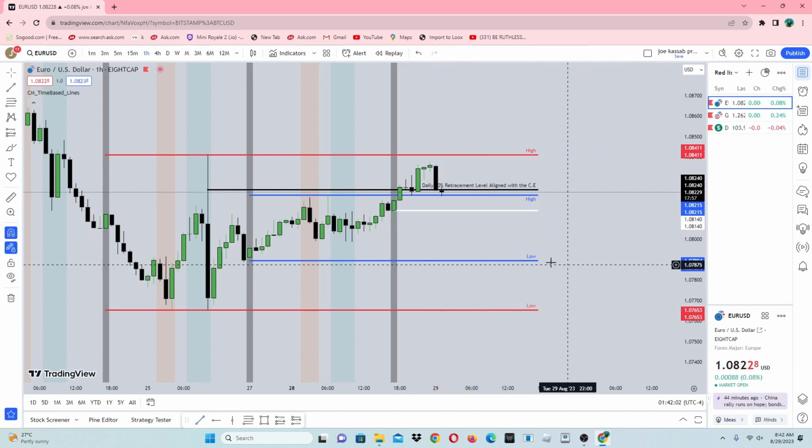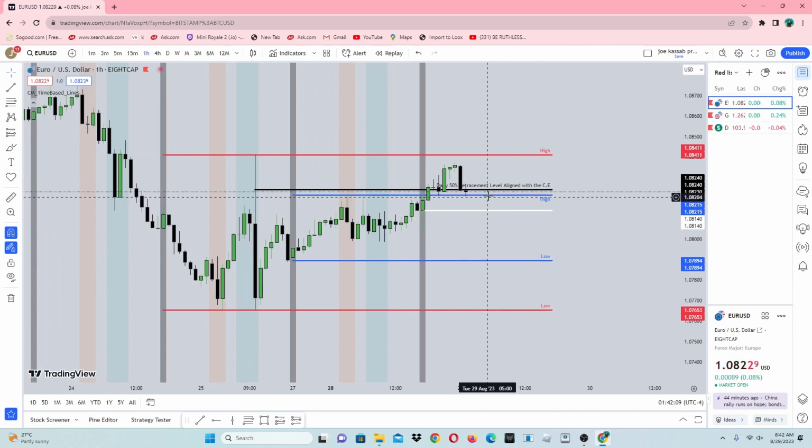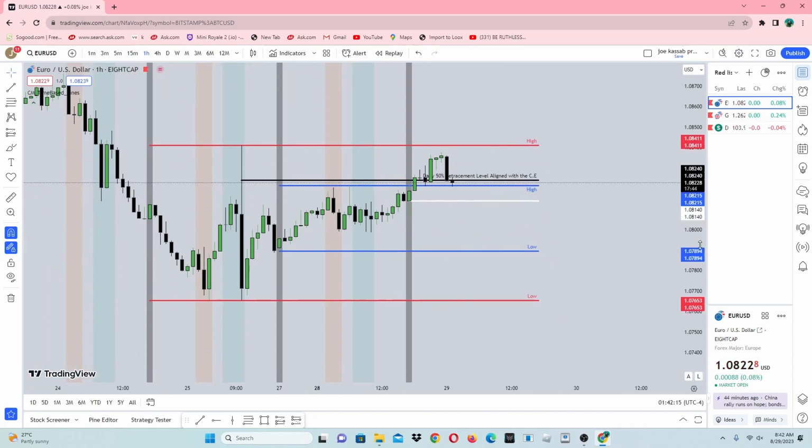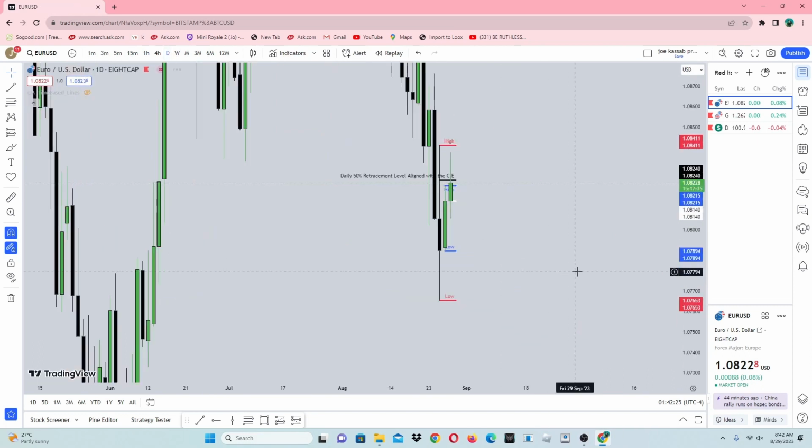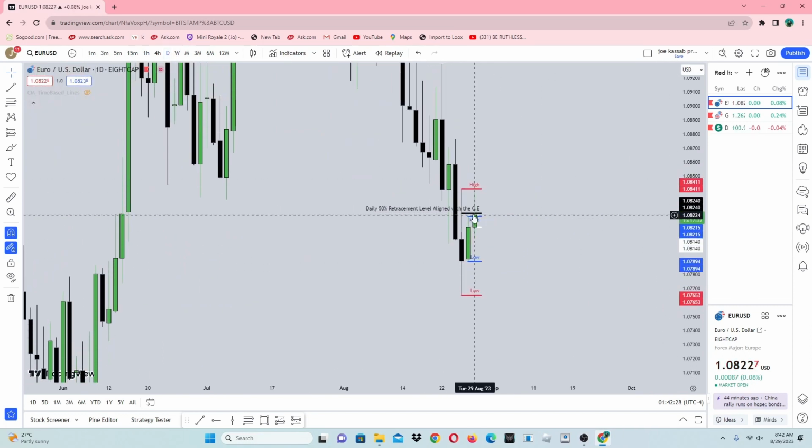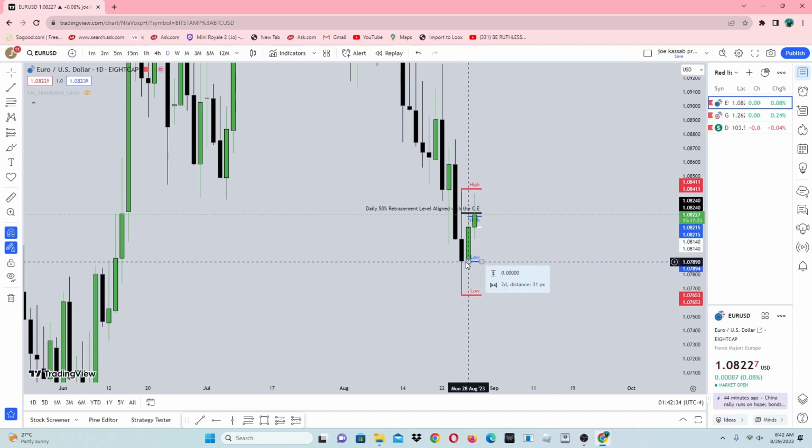We took liquidity from the previous day's high, okay, and we retraced into the consequent encroachment of this week and into the 50% area. So right now, I will be waiting for my 2 a.m. London kill zone to start. Going into the daily chart, this move to the upside is an anticipation for us going short into this area right here.